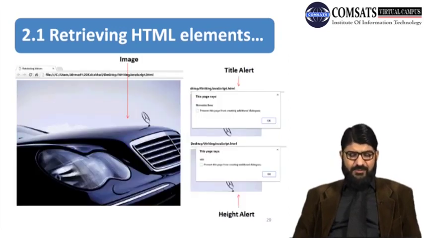See the output. So here is the image. In this image the web page says Mercedes-Benz, and its value is basically taken, and then the value is returned, and then the height alert is shown, that is 600 for that particular image, and then the height of the image is shown.